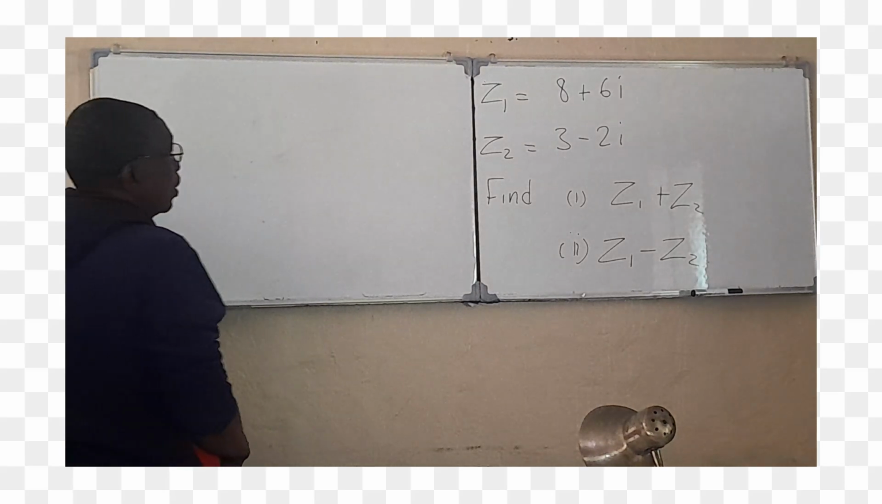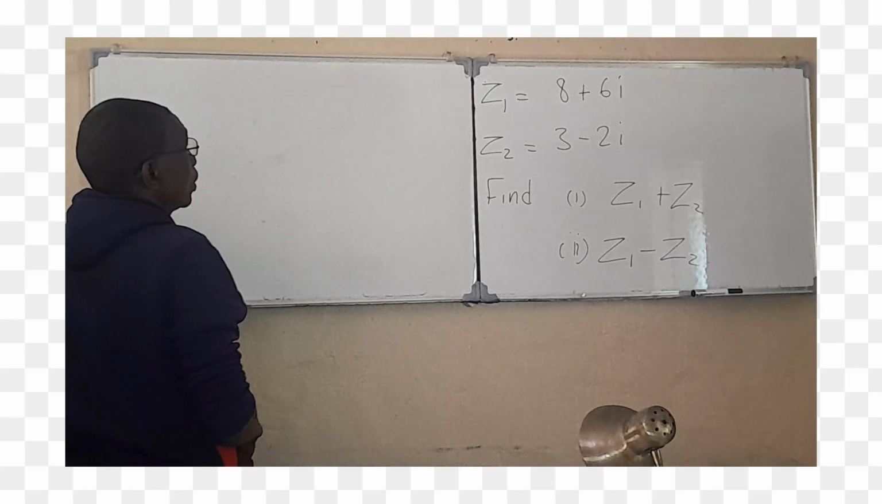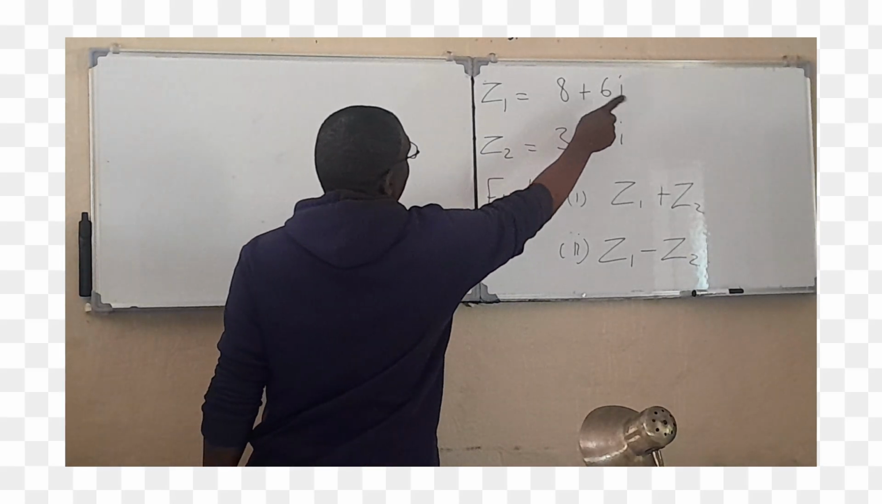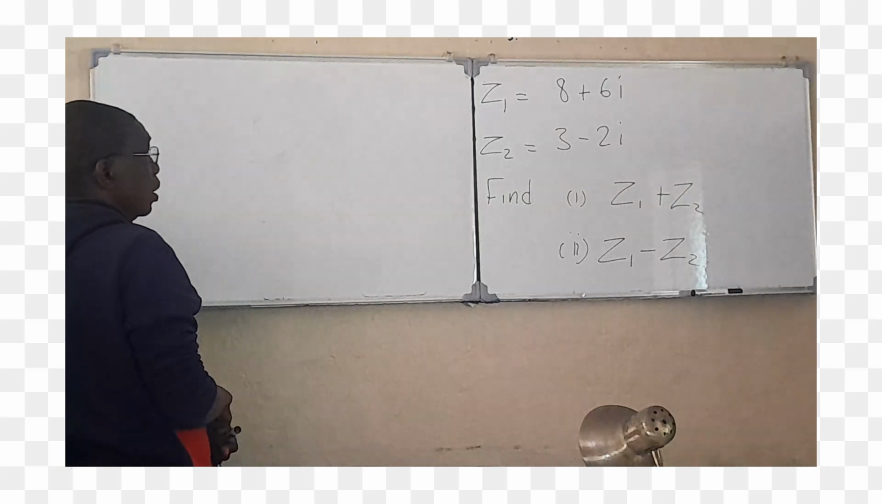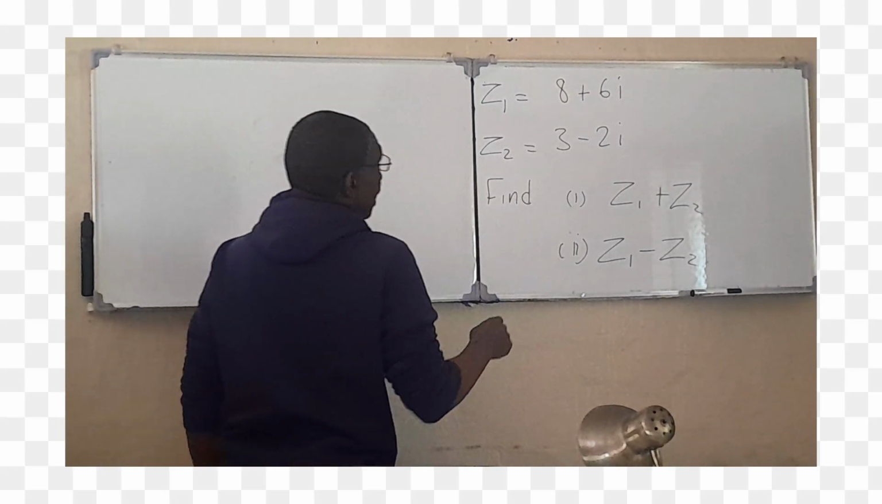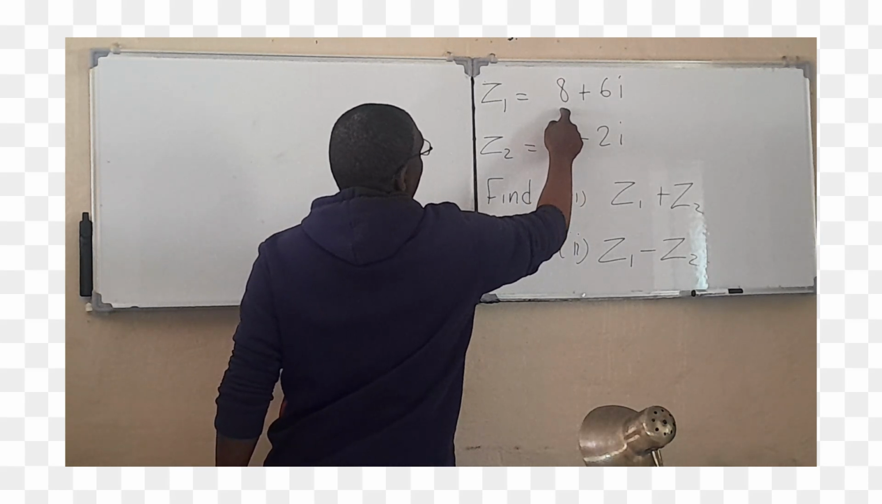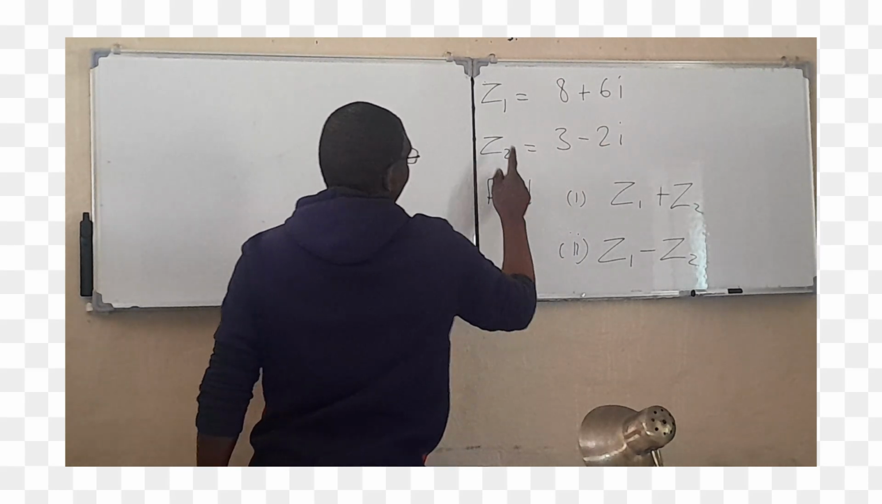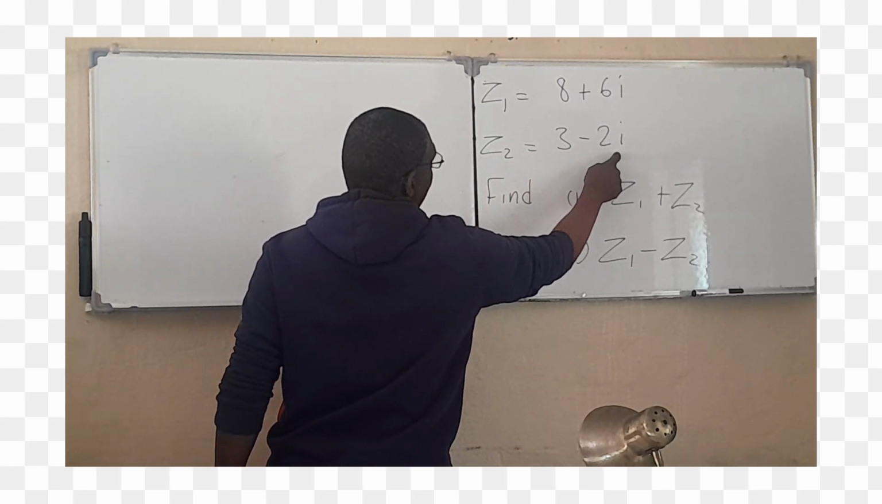So I do have here on the board two complex numbers, Z1 and Z2. Z1 is equal to 8 plus 6i, and Z2 is equal to 3 minus 2i. Now, we know that a complex number has a real part and an imaginary part. For Z1, this is the real part, and this is the imaginary part. And for Z2, this is the real part, and this is the imaginary part.